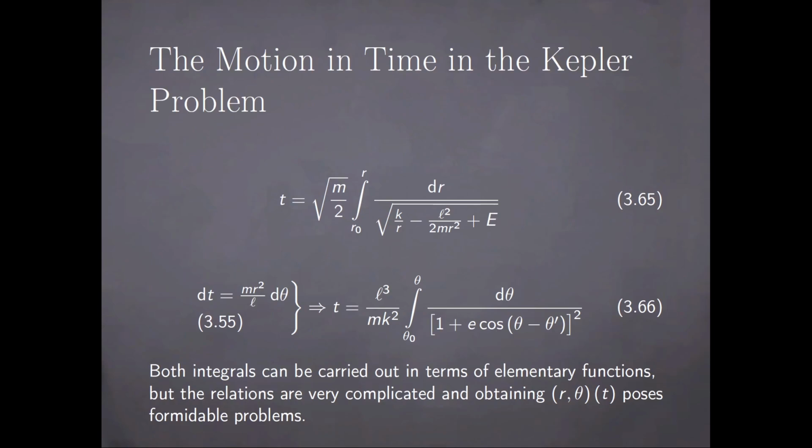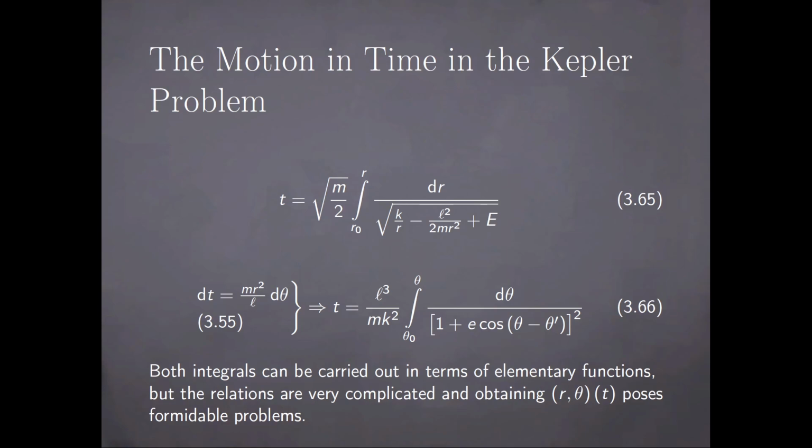From the law of conservation of energy, if we integrate it for time, we can obtain the expression here, which gives the time as an integral over the radial coordinate, starting from the initial value up to some radius r. And of course, in order to carry out this integration, in principle, we need to replace the radius by the orbit equation and carry through.